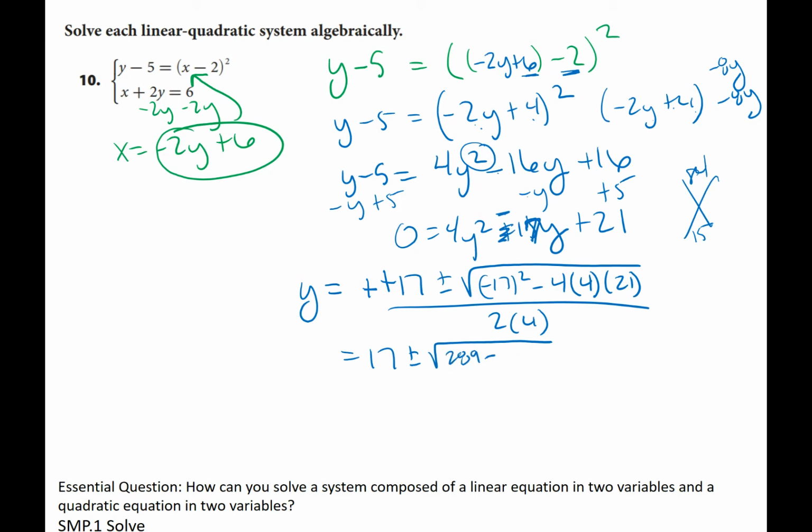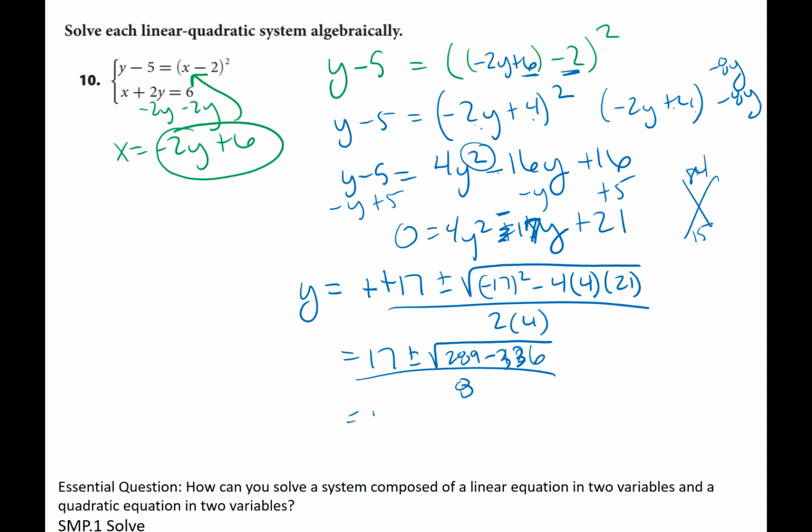And then the 16 times 21, we get negative 126. Not sure that's right. 16 times 21 is 336. I hit the wrong button. Let me try that one more time, make sure I've got it. Yep, all over 8. And then, oops, 336 minus 289.